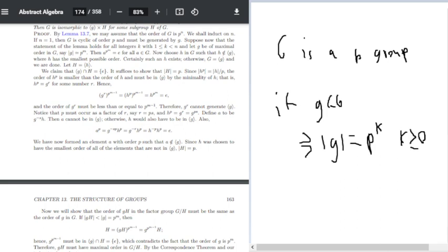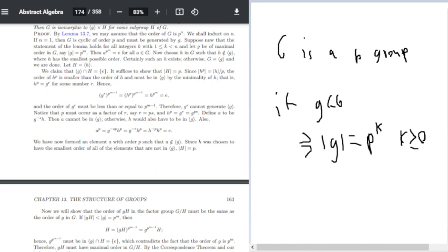Hence, (g^r)^(p^(m-1)) = (h^p)^(p^(m-1)) = h^(p^m) = e. And the order of g^r must be less than or equal to p^(m-1). Therefore, g^r cannot generate the cyclic group of g. Notice that p must occur as a factor of r. Say r = ps, and h^p = g^r = g^(ps).